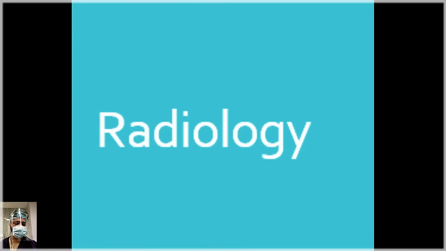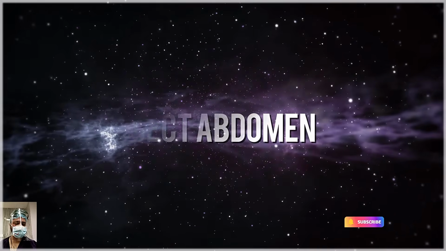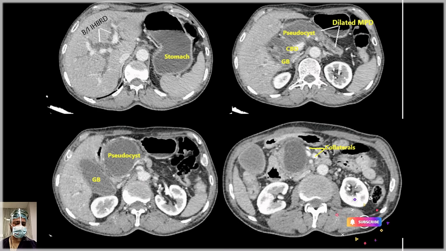So on triphasic pancreatic protocol CT, there was bilobar IHBRD as highlighted in this pic, and there was a large pseudocyst in the head of pancreas extending to the body. The GB was distended, and the CBD was also dilated. There were also collaterals, which can be seen in the lower pic on the right side. There were multiple collaterals surrounding the pseudocyst. There was pseudocyst with bilobar intrahepatic biliary radicle dilatation and distended gallbladder.